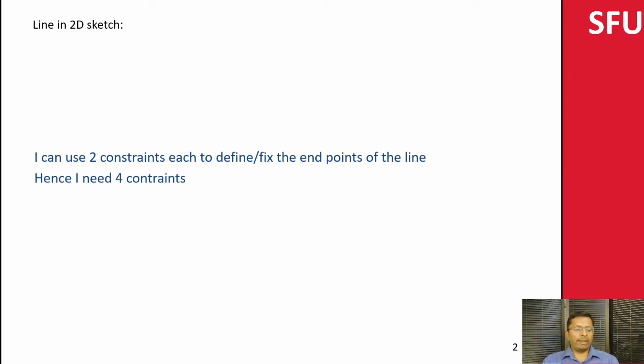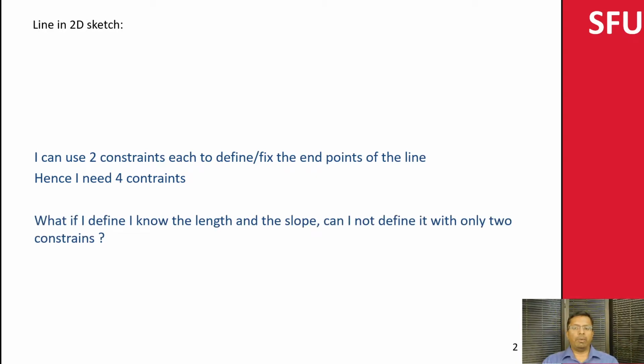So before you go, you're like, hang on, right? What happens if I define the slope and then the length of the line? Can I just use two constraints to define the line? Essentially, if I have this line and I say the length is fixed and the orientation is fixed, then does that mean I only need two constraints?